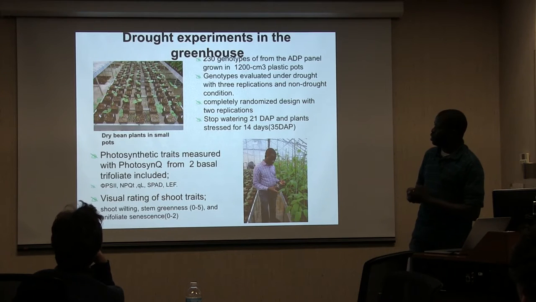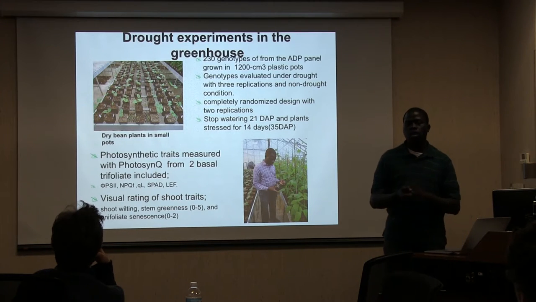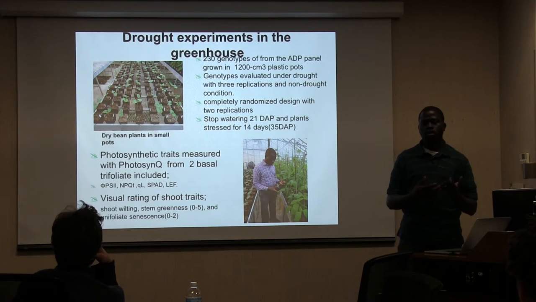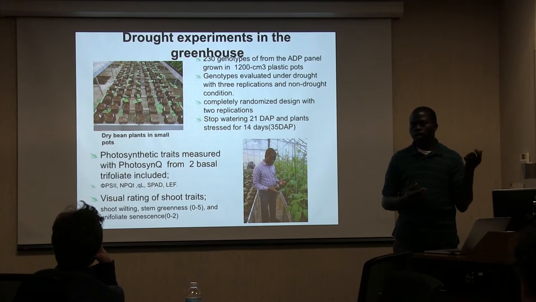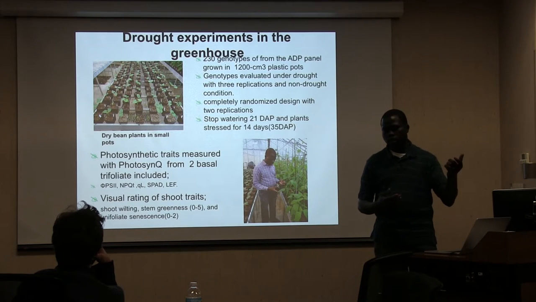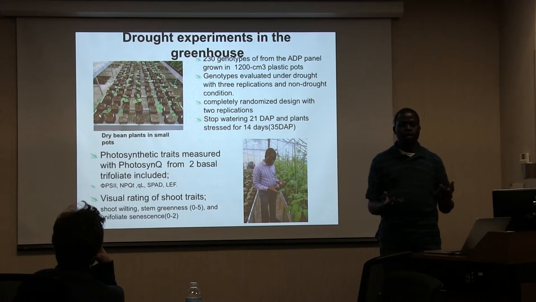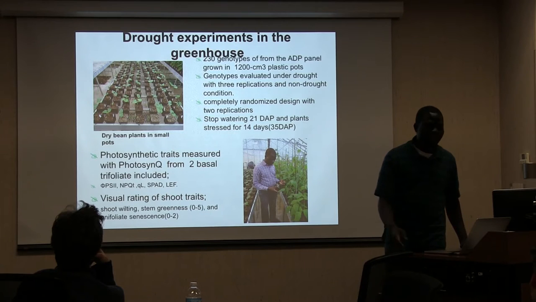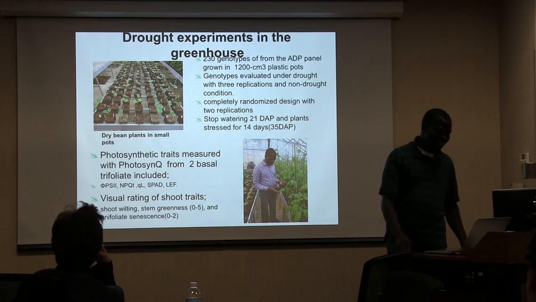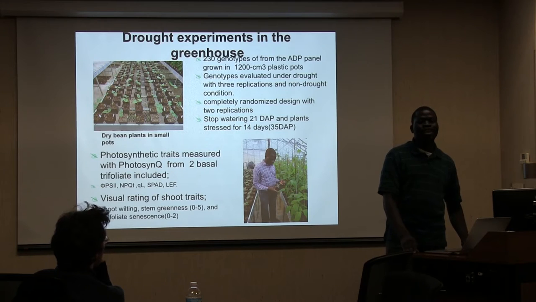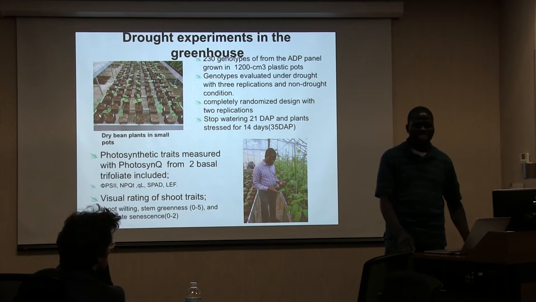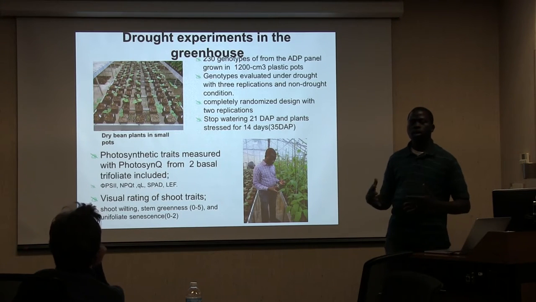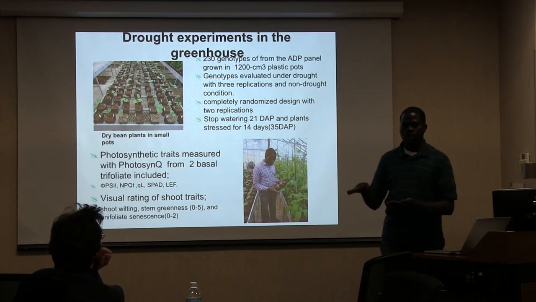My objective here is really to use the early seedling stage to screen for drought. Sometimes when you try to screen under field conditions, it's highly variable, and sometimes when you're expecting drought, you get rain. I had that experience last year in Uganda. I went to plant during off season, and there was a lot of rain. So now we're trying to see if you can do high throughput screening at the seedling stage.